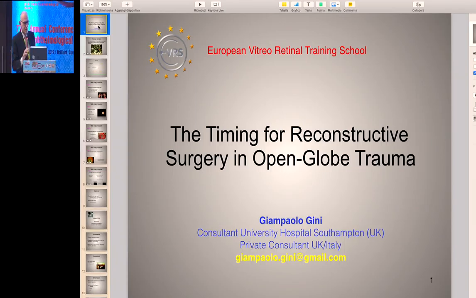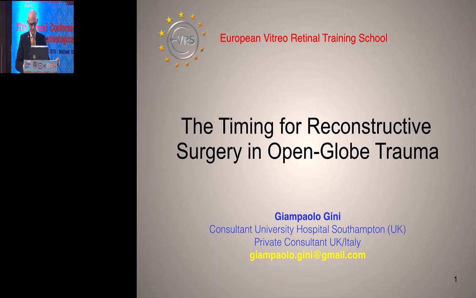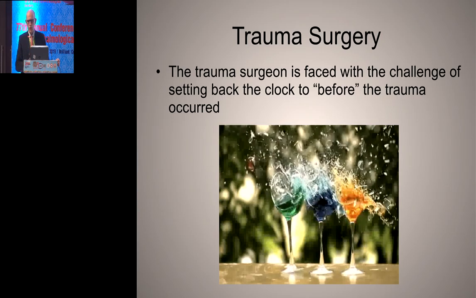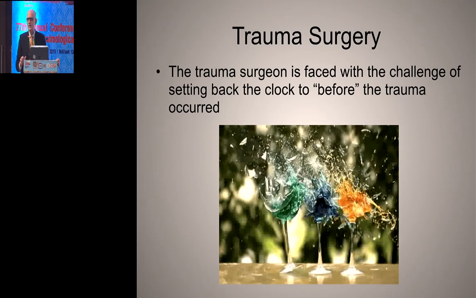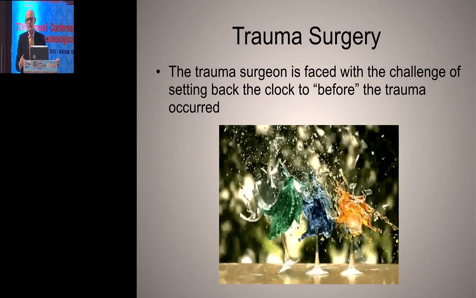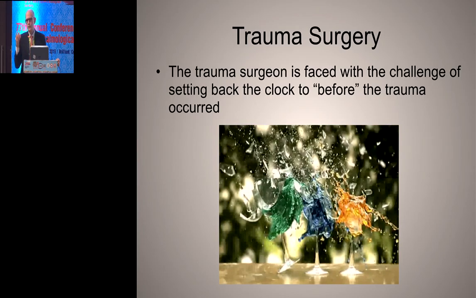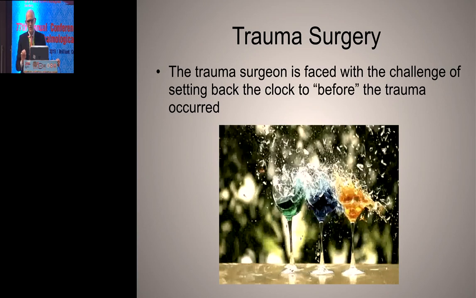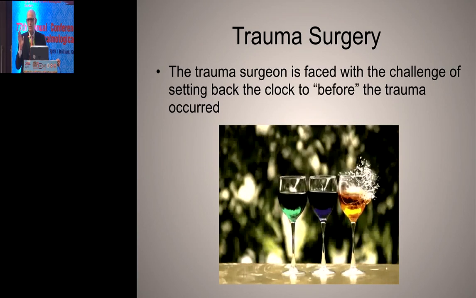So I'd like to talk about the timing for reconstructive open sky trauma. Now we know that the trauma surgeon has a very particular job because we are called to rebuild, to set the clock back, and rebuild the eye as it was before the trauma. This obviously takes a great number of skills, and we define ourselves as pole-to-pole surgeons, a skill which is now becoming lost because people specialize in just certain sectors, but we have to tackle problems that go from the front of the eye, that is the cornea, all the way to the retina.